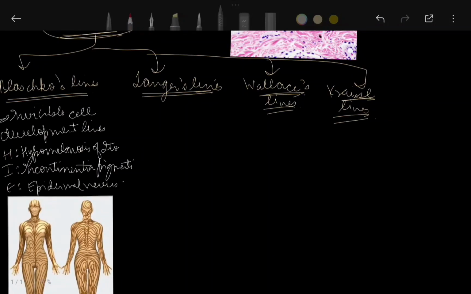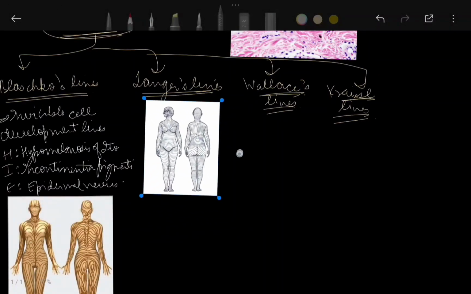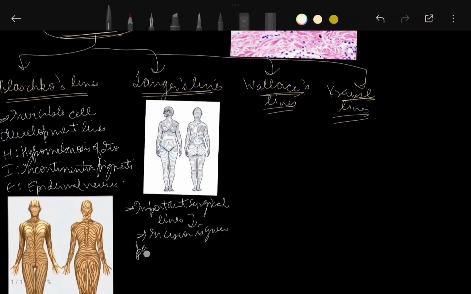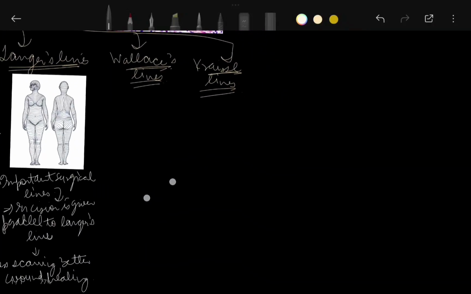Then we have Langer's lines. Let us look at the Langer's lines. These are the Langer's lines. These are important surgical lines. In this case, incision is given parallel to the Langer's lines, as there is less scarring and better wound healing.